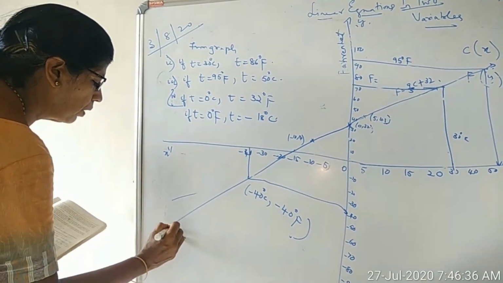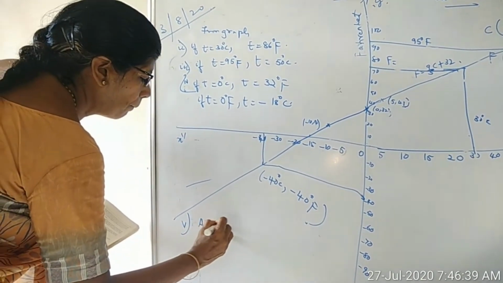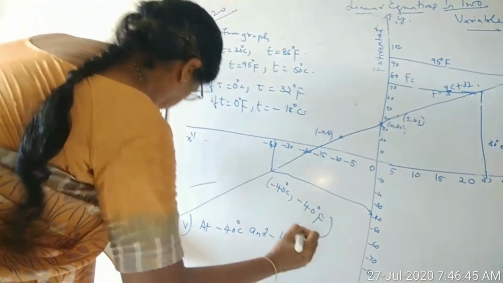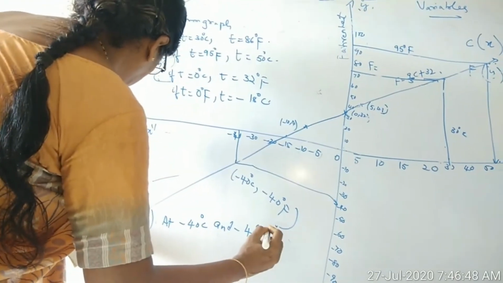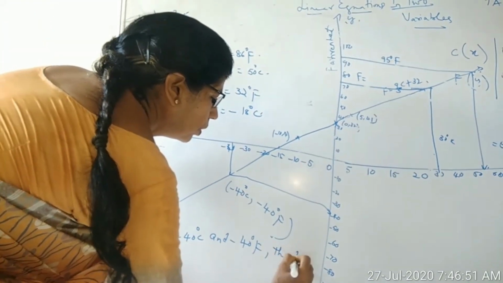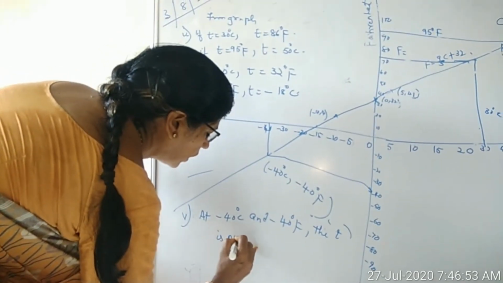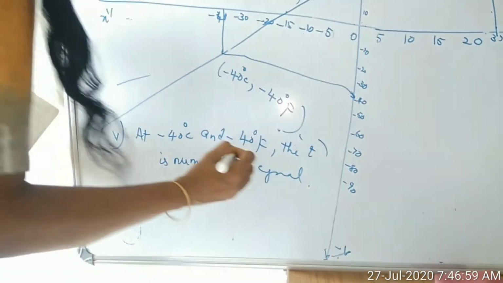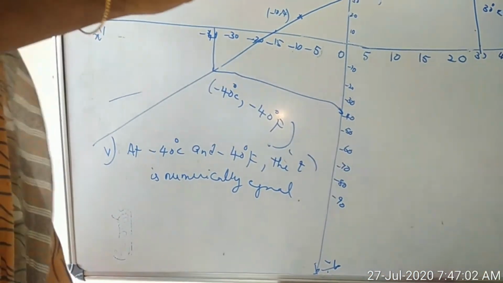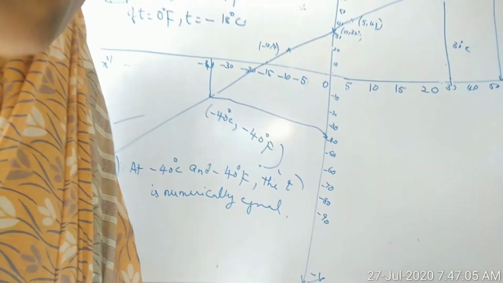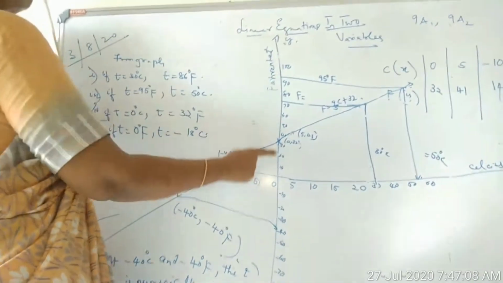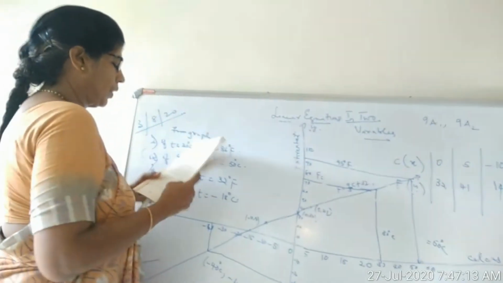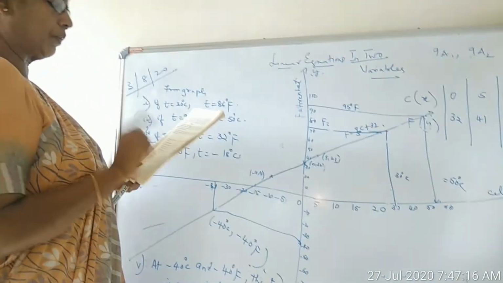Fifth bit, children, at minus 40 degrees centigrade and minus 40 degrees Fahrenheit, the temperature is numerically equal. Yes, we have done the graph, girls. I think you have followed the first step, plotting of the points. Now coming to answering the questions, children. First question, draw the graph.